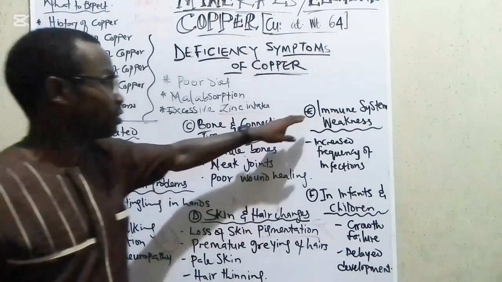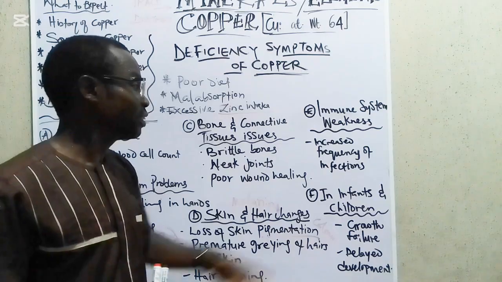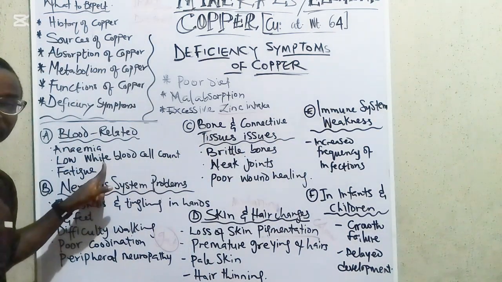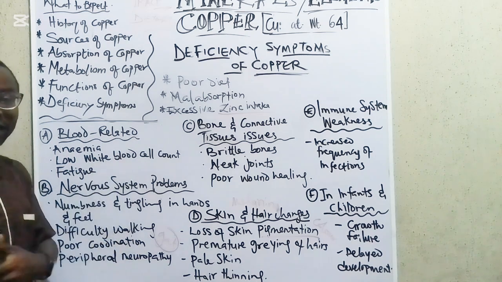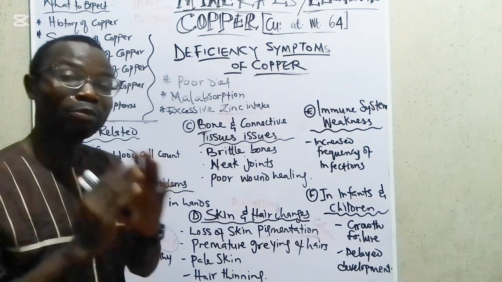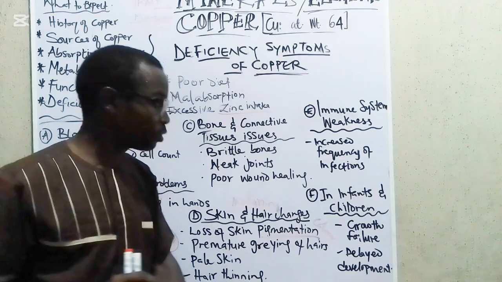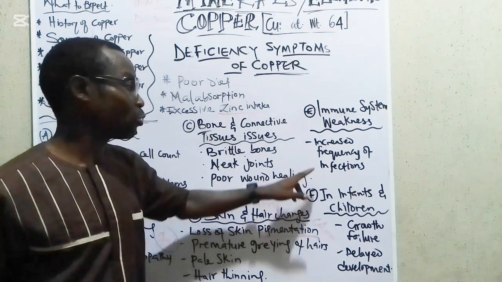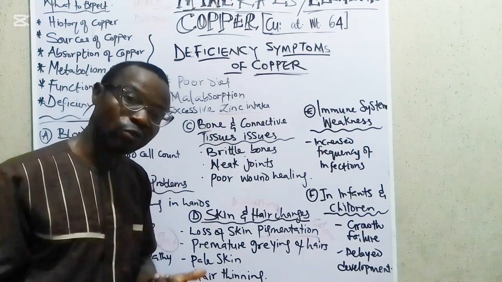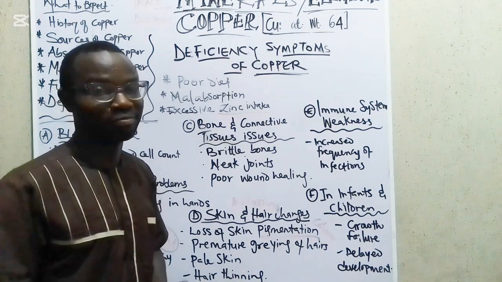So the next is immune system function. Where there is a deficiency in copper, it weakens the immune system. It's related to what I talked about, white blood cells, which help in fighting and preventing diseases. So once this is affected, the white blood cell count is affected. It drops. The body or the animal becomes susceptible to pathogens. Pathogens are disease-causing organisms like bacteria, viruses, and the others.